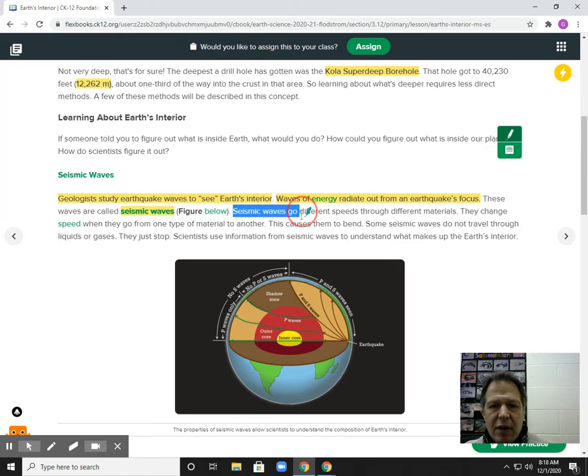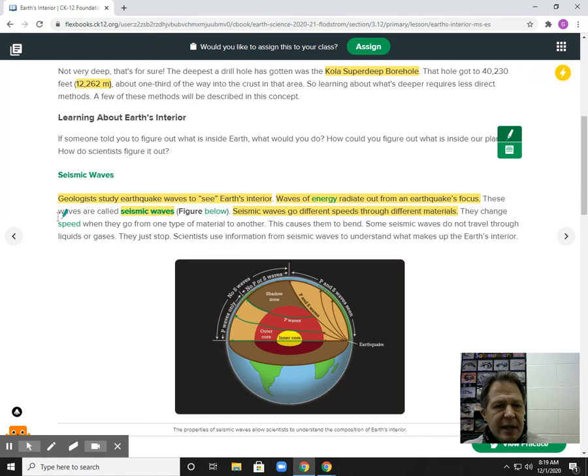Seismic waves go different speeds through different materials. They travel faster through a solid than maybe through a liquid, or the opposite way around. But their rate of speed changes, just like we were talking yesterday about the speed of light through different mediums, and a medium could be water, air, or glass. It changes as it moves through that medium. So it speeds up or it slows down, which sometimes gives you a distorted image. So seismic waves go different speeds through different materials.